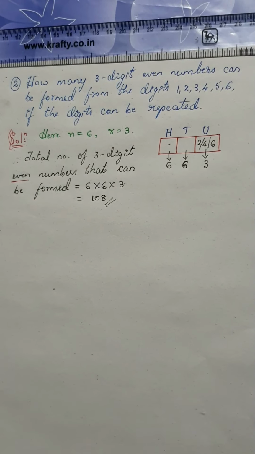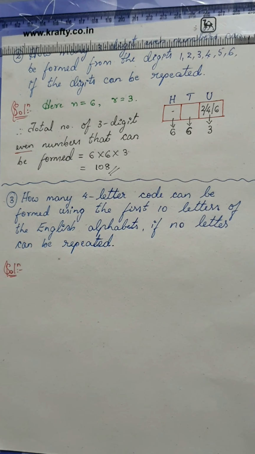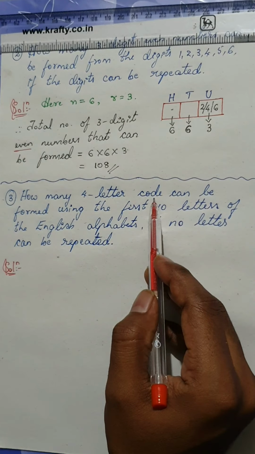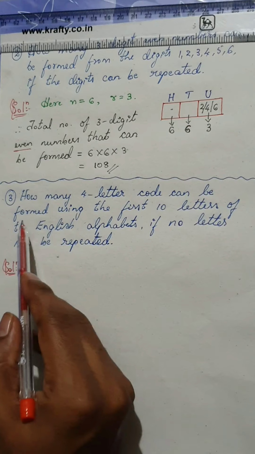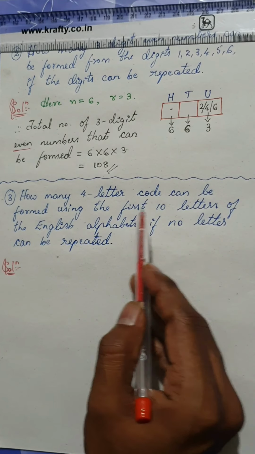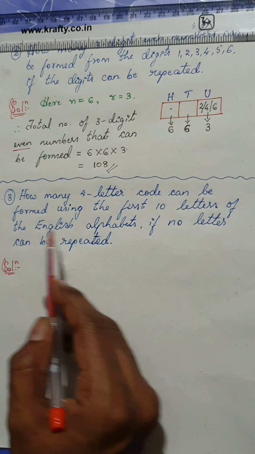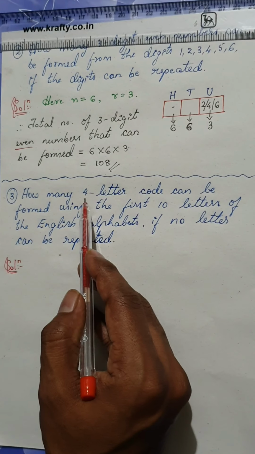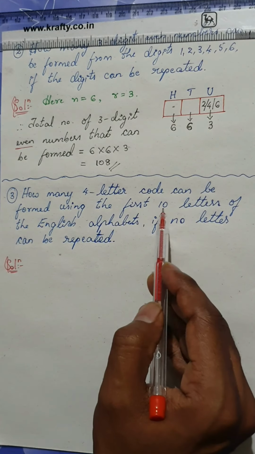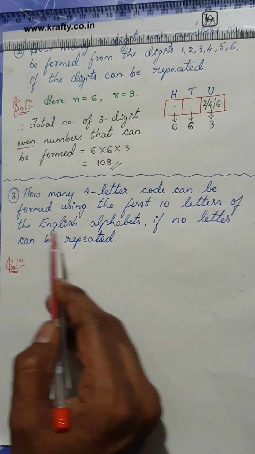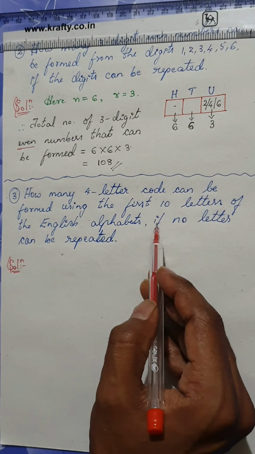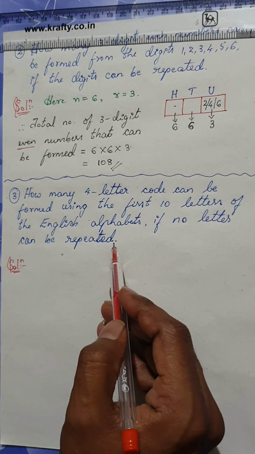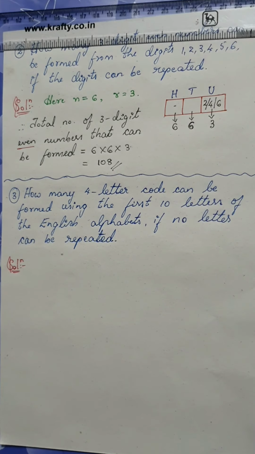Let's take up question number 3. So here comes the question. How many four-letter codes, I repeat, four-letter codes, can be formed using the first 10 letters of the English alphabet? This is nothing but coding, okay? So a four-letter code you have to make using the first 10 letters of the English alphabet. Now, if no letter can be repeated, so repetition is not allowed, okay?